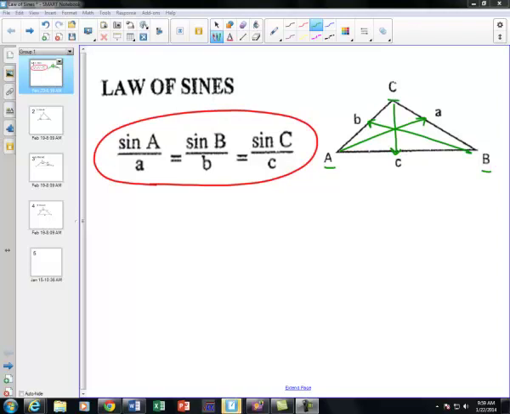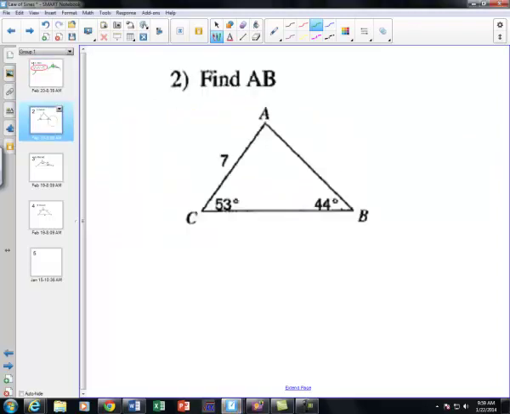And then notice that angle A is across from side A, angle B is across from side B, angle C is across from side C. And so that's how we're going to look at our formula here while we're setting this up. So what we're going to do is use not all three ratios, but just two, and set up a proportion to solve for either a side or an angle.